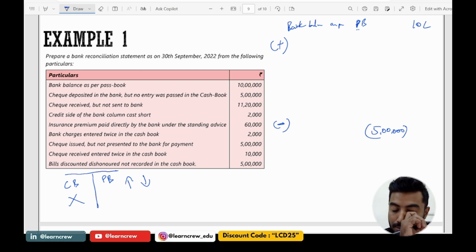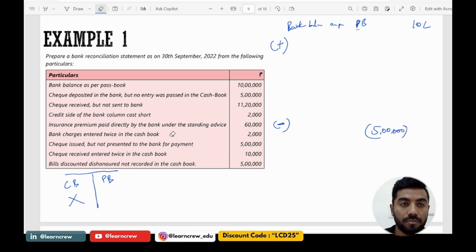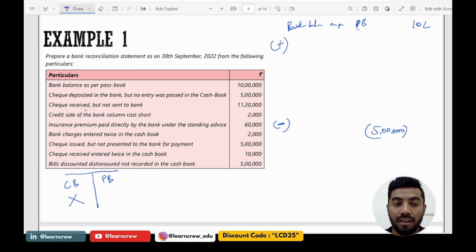Next one. Check received, but not sent to bank. When you're receiving a check, in the cash book you would have recorded it. In the passbook, what will happen? The bank balance will be less. But we have to make changes only as per the passbook, so think only from the point of view of the passbook. Check received but not sent to bank means in the bank it has not been recorded, which means the balance will be less. In order to make it equal, we have to increase the balance to 11,20,000.